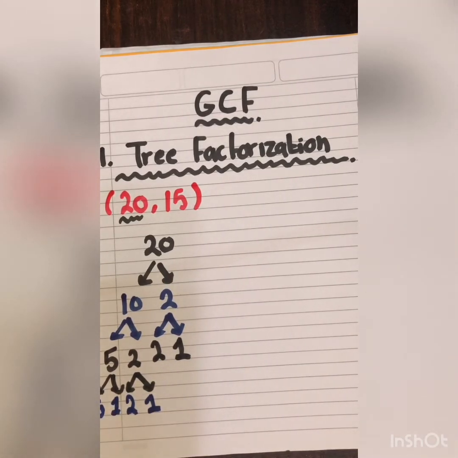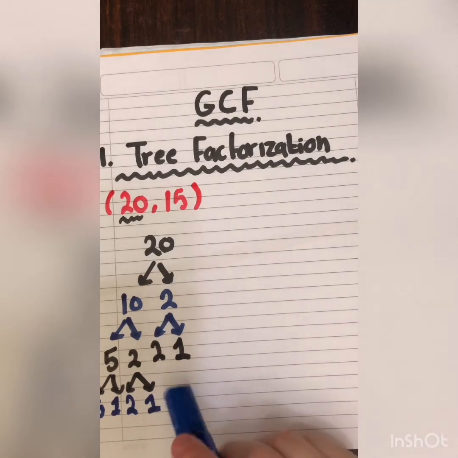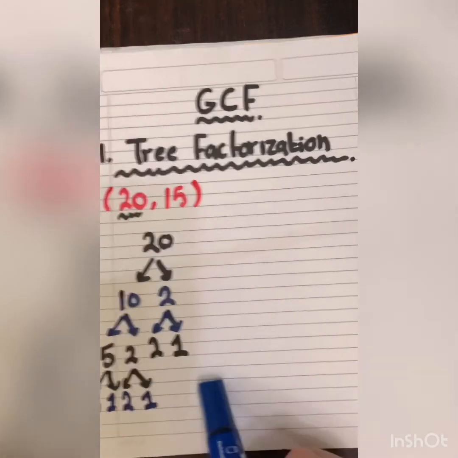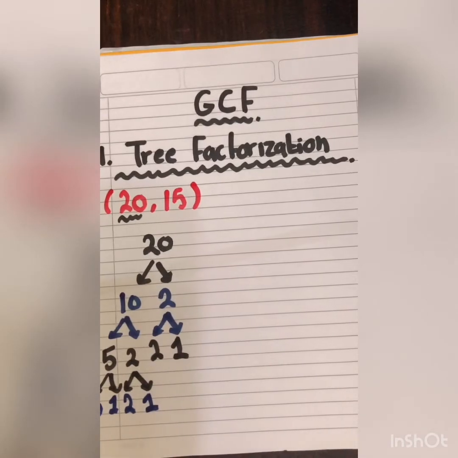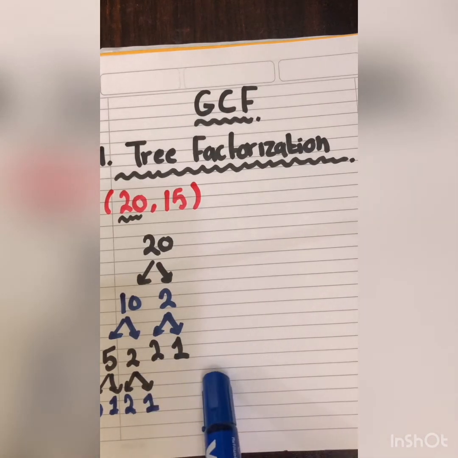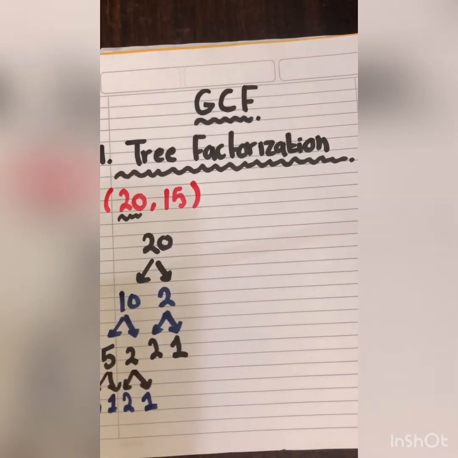Now, how do you know that you finished working? If you got a number and a 1, a number and a 1, it means that you reached a prime number. A prime number is a number that is only divided by itself. So I can't divide the 2 into another smaller number. I can't divide the 5 into another smaller number. So I reached a number and a 1. If I reached a number and a 1, it means that I am in the right path.